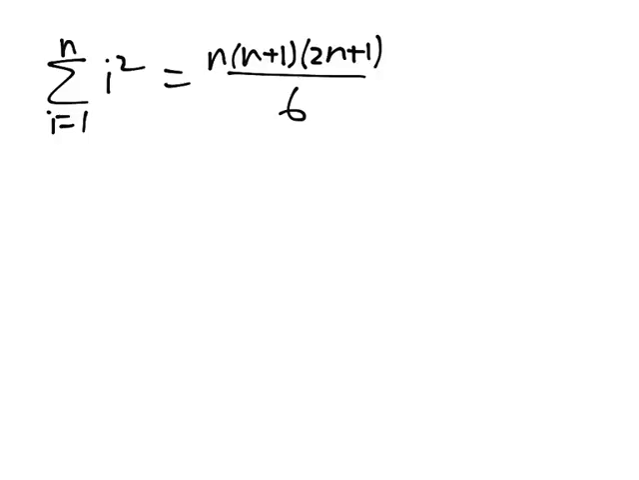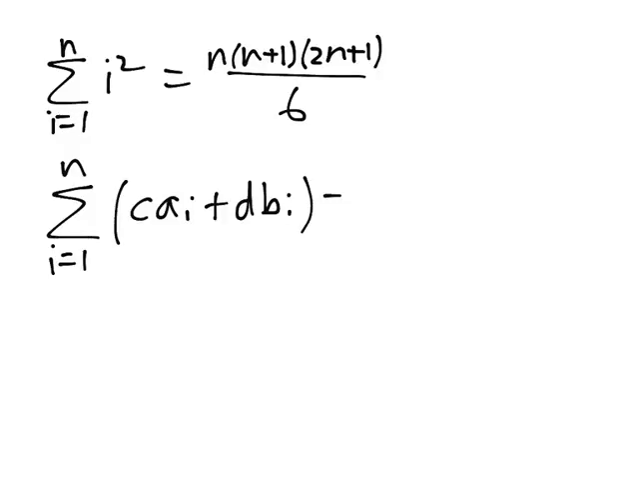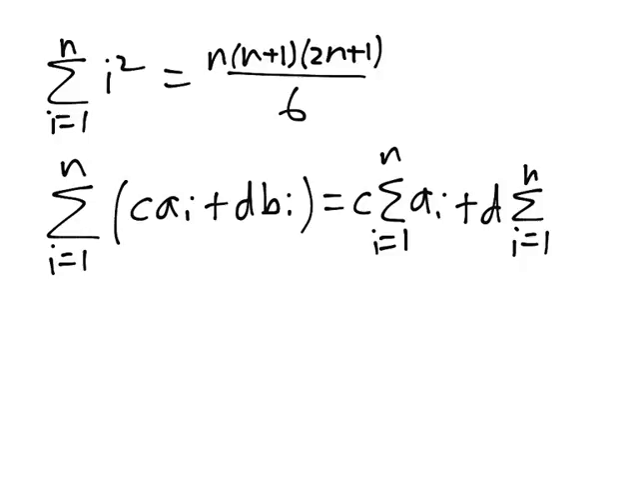Another rule we have for sums is that given the sum i equals 1 to n of some constant c times a sub i plus some constant d times b sub i, this is equal to c times the sum i equals 1 to n of a sub i plus d times the sum i equals 1 to n of b sub i. That is, we can pull multiplicative constants outside of a sum, and we can also separate two sequences into two separate sums. This can easily be proven by applying the distributive property and commutativity of addition many times.